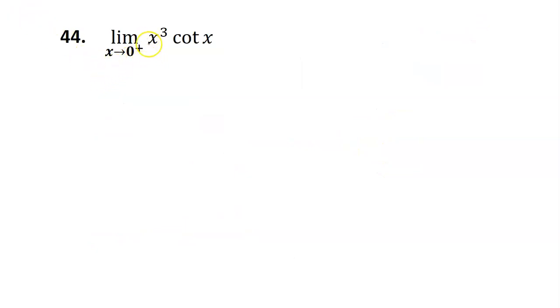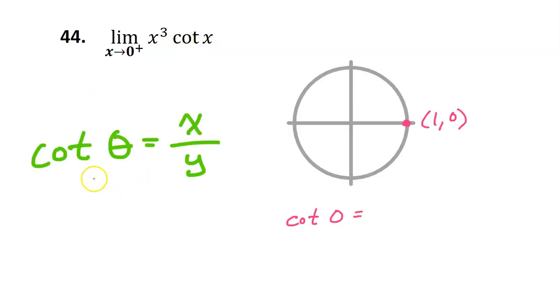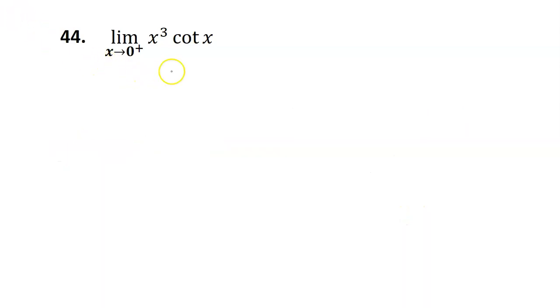On number 44, if we try to do direct substitution, we run into trouble right away because the cotangent of 0 is undefined. Quick review, we know that cotangent is x over y, and at 0, the coordinates are 1, 0. So x over y would be 1 divided by 0, which is undefined. So we can't do direct substitution, but it looks like we can't do L'Hopital's rule either, because we really need some sort of a fraction. So we can get 0 over 0 or infinity over infinity. So we have no fraction.